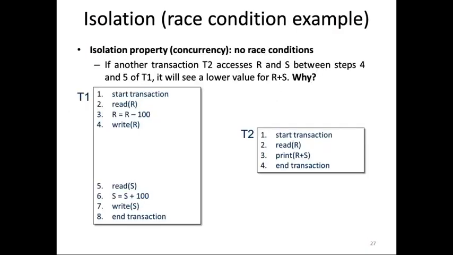Okay, so let's look at an example about this notion of isolation and the fact that we want to ensure there are no race conditions. So here we have two transactions working over the same data. The first one does a bank transfer, the one that we saw before, while the other one just reads R and S and computes the sum of the two.